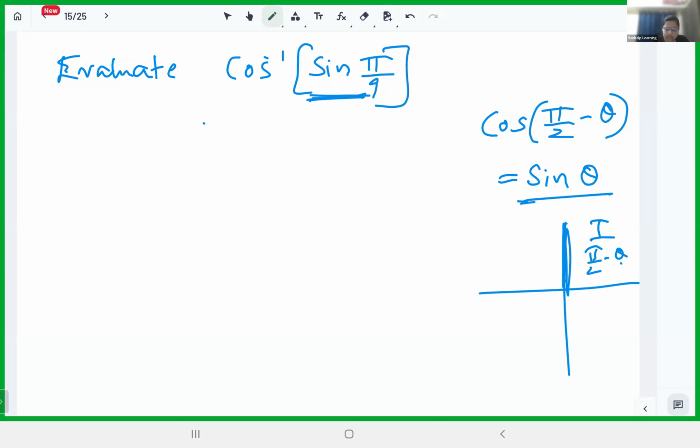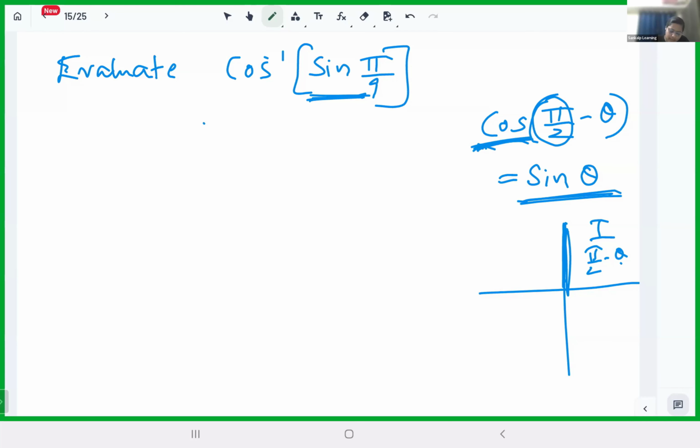So the resultant value is also positive, positive sine theta. And how did sine come here? Because it is pi by 2. If we are taking pi by 2, then the answer will be the co-function of the function given here. The function given here is cos, so it will become sine.